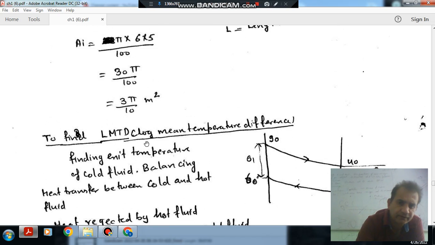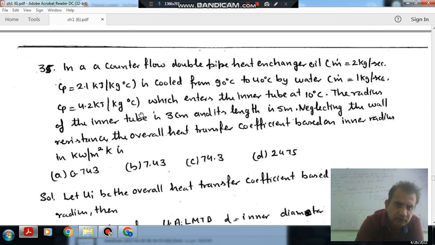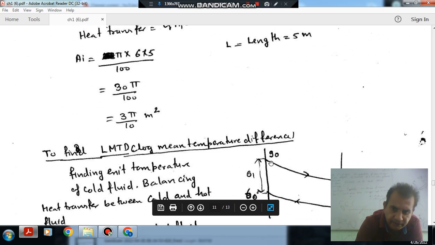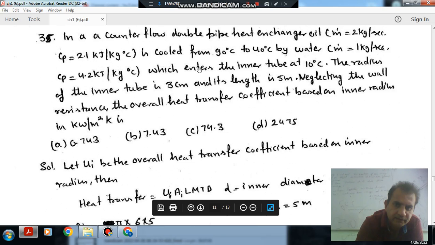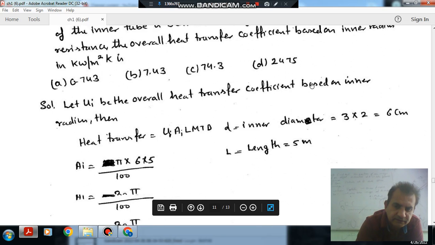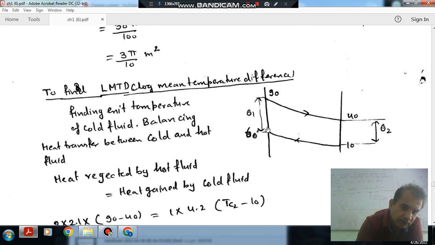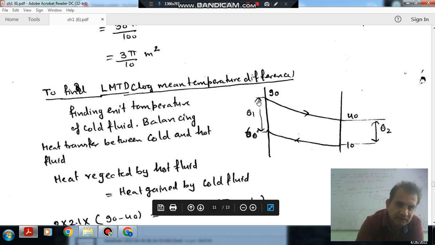The temperatures of the hot fluid entering and leaving are given: entering at 90 degrees Celsius, leaving at 40 degrees Celsius, and the flow is counter flow. The temperature of the cold fluid entering is given, that is 10 degrees Celsius, and the temperature of the cold fluid leaving the heat exchanger is not given. So that can be found out by balancing heat.